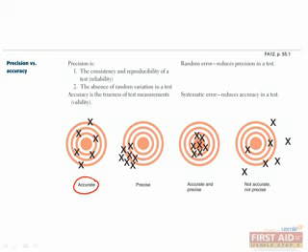In the first diagram on the left, the data points are widely scattered, but their average is centered on the bullseye, which represents the true value. Thus, this test is accurate but not precise.